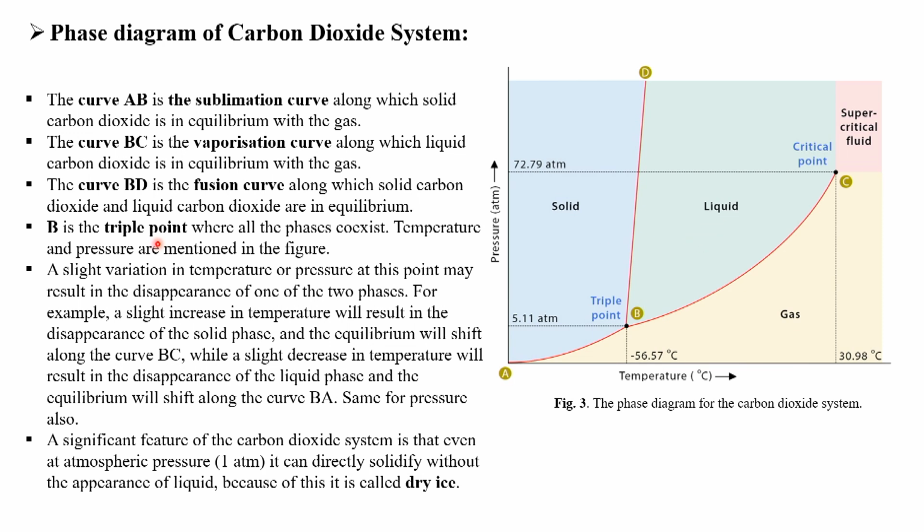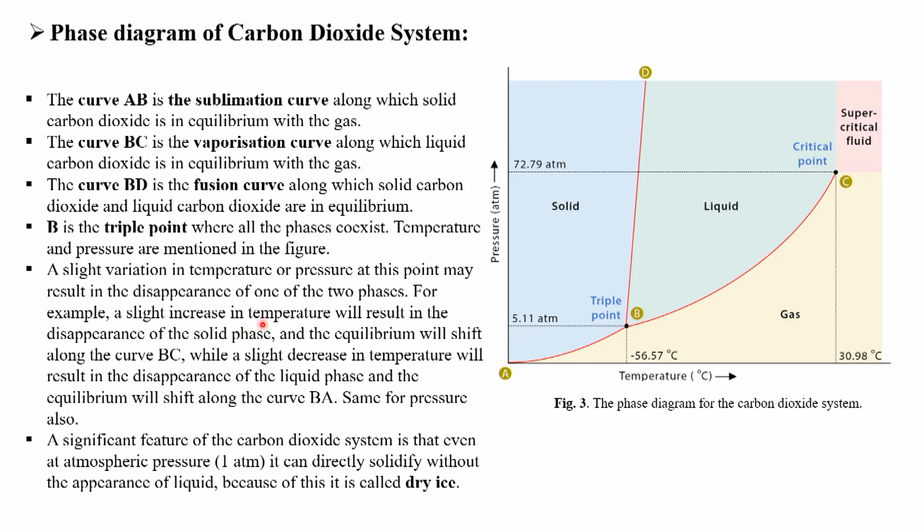B is the triple point here, where all three phases of carbon dioxide, that means liquid carbon dioxide, solid carbon dioxide, and carbon dioxide gas, coexist. The corresponding pressure is 5.11 atmosphere and the temperature is minus 56.57 degree Celsius. A slight variation in temperature or pressure at this point may result in the disappearance of one of the phases. If we slightly change the pressure or temperature, we don't get all three phases. We end up with one or two phases.